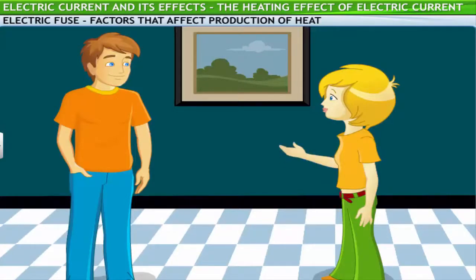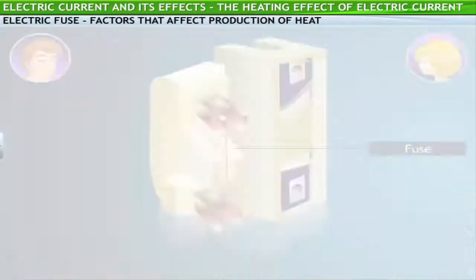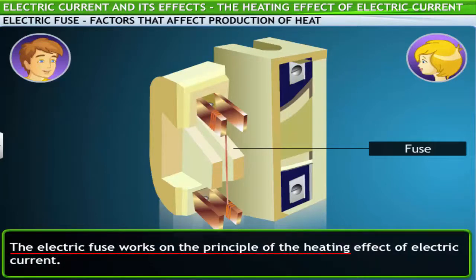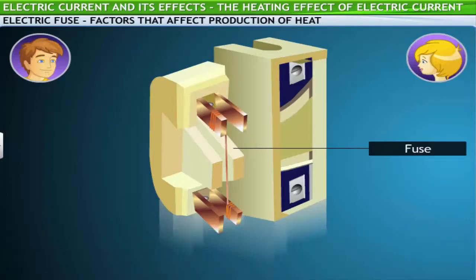So, if I were to use a very thin wire, and if a large amount of current passed through it, the wire could get very hot and melt. Is that correct? That's absolutely correct. In fact, a safety device called the electric fuse works on this very principle. Do you know what a fuse is used for? Not quite. I've very often heard Dad say the fuse is blown when we have a power cut.